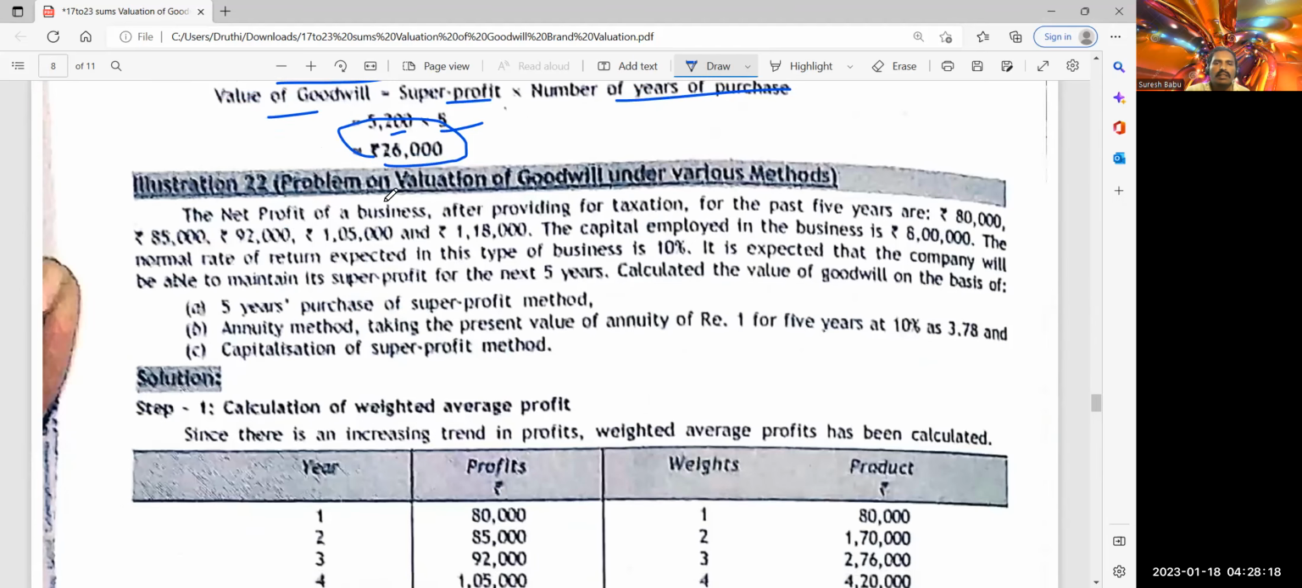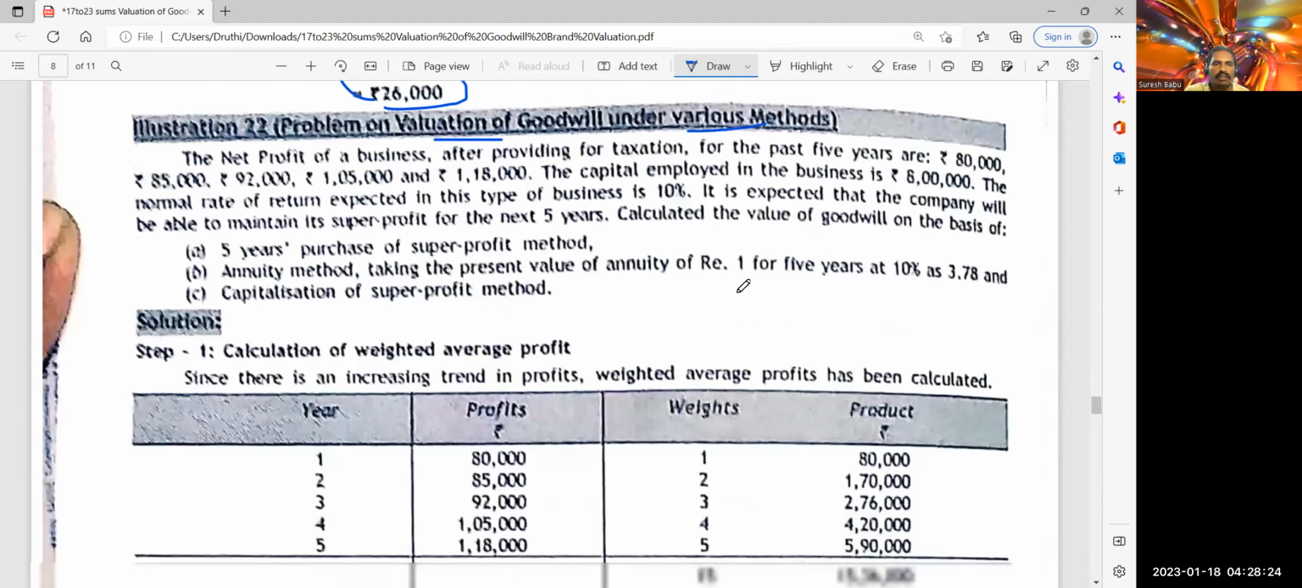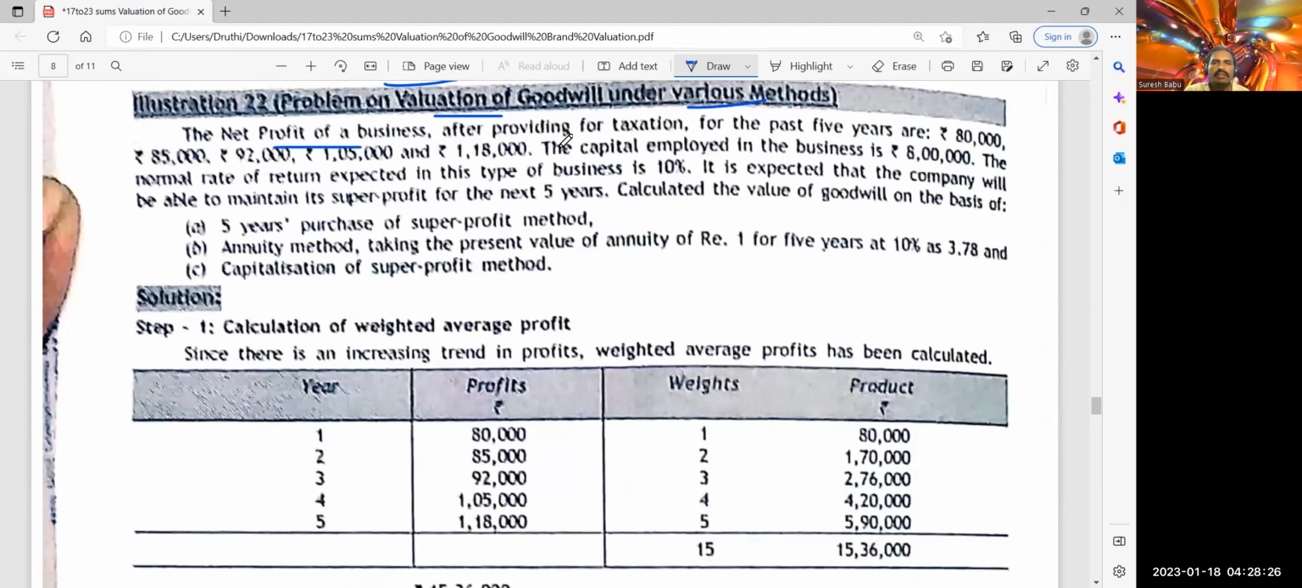Next. Problem on 22nd. Problem on valuation of goodwill and the various methods. The net profits of the business after providing for taxation, for example, for the past 5 years, are 80,000, 85,000, 92,000, 1 lakh 5,000, 1 lakh 18,000. The capital employed in the business is 8 lakhs. The normal rate of return expected in this type of business is 10%. It is expected that the company will be able to maintain profits.